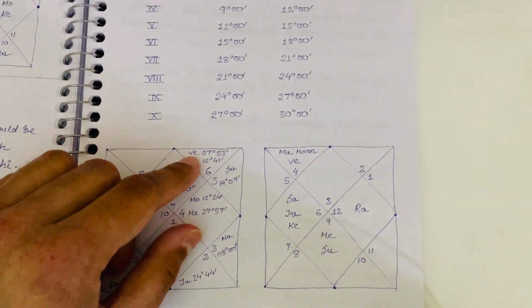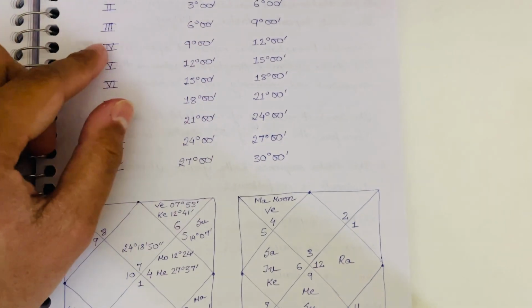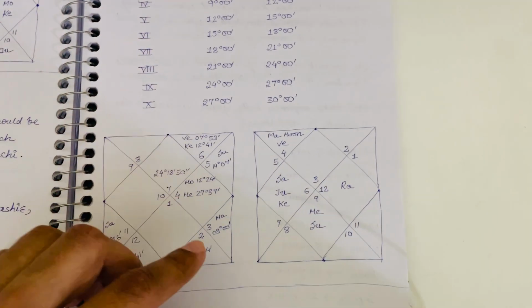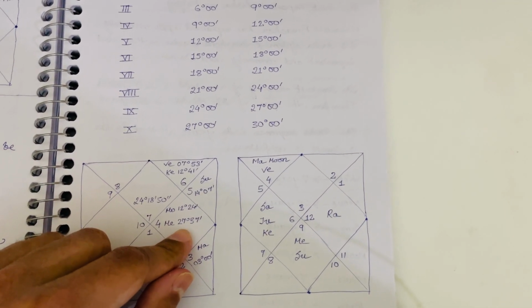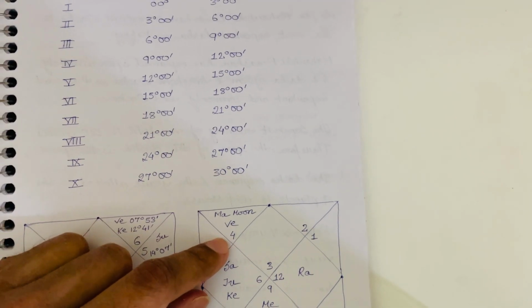Okay, so the longitude of Venus is 7 degree and 53 minutes. 7 degree 53 minutes is falling in the 3rd Dasamsa. So from here count 3 for Venus: 1, 2, 3. So Venus will come in the sign of Cancer in the D10 Dasamsa chart.